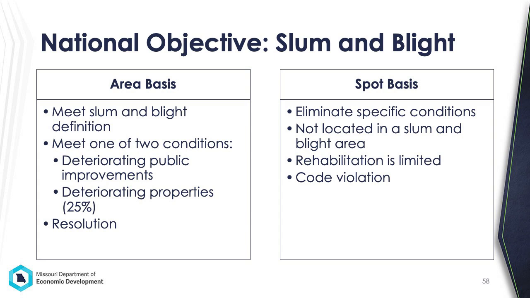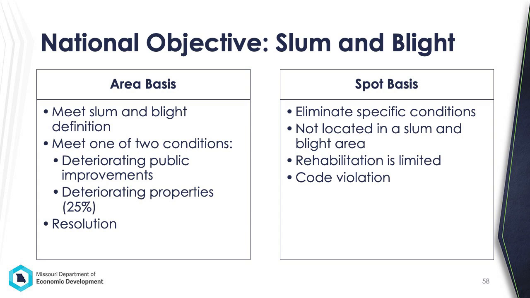Documentation must be maintained on the boundaries of the area and the conditions that qualified the area at the time of its designation. This requires a resolution passed by the governing legislative body declaring the area blighted in accordance with 24 CFR 570. At the time of application, the applicant will be asked to provide the resolution as well as documentation showing the boundaries of the designated area.